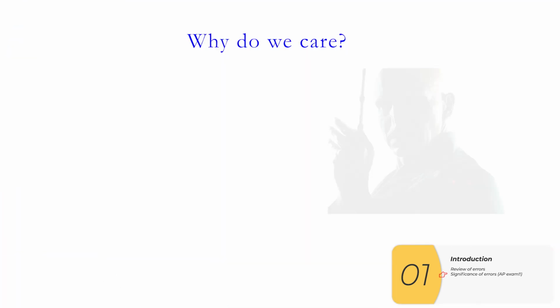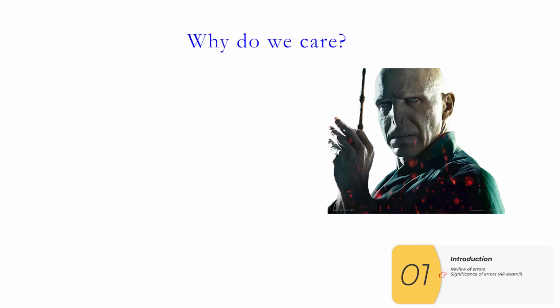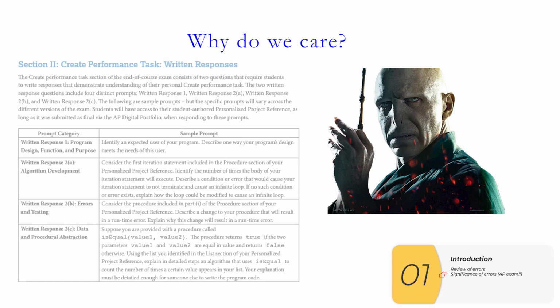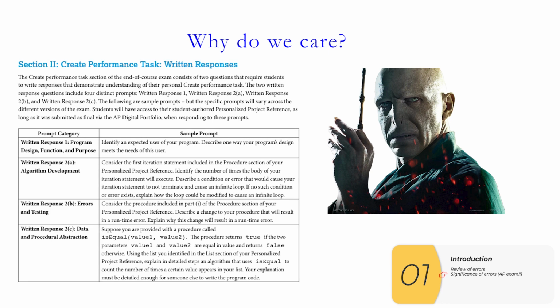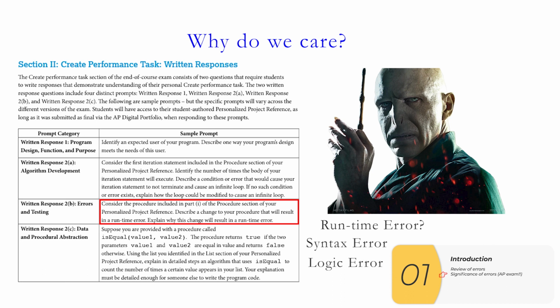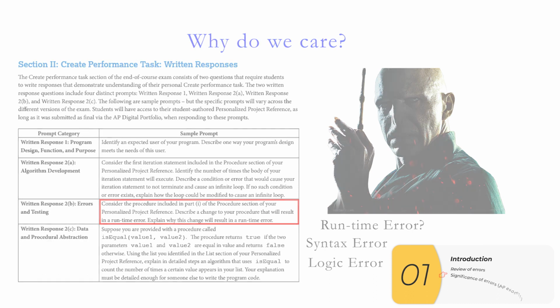And the reason is our friends at the AP board decided when they changed the Create Task back in 2023 that they could potentially ask you about runtime errors. And if they could ask you about runtime errors, they could ask you about syntax errors and logical errors at the same time. So that gives these errors sort of an outsized impact on your AP score. But if that's the case, we need to learn how to identify them.